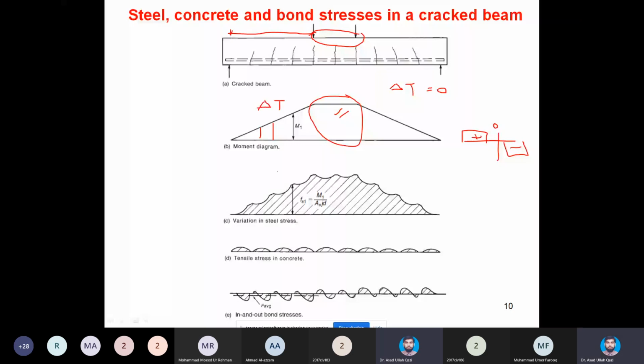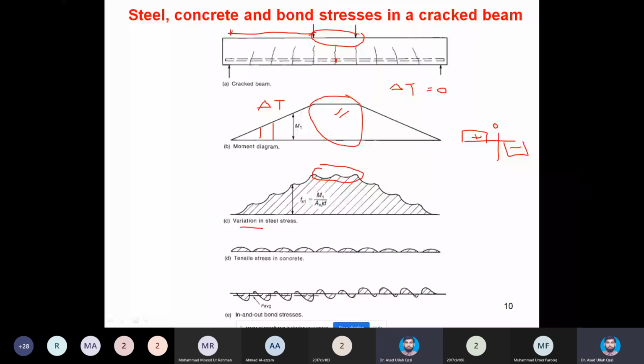Now look at the variation in steel stresses. In this portion, variation is just like an axially loaded prism. We have a jump in stress in steel because the bar will get naked and all the stress will be taken by the steel.